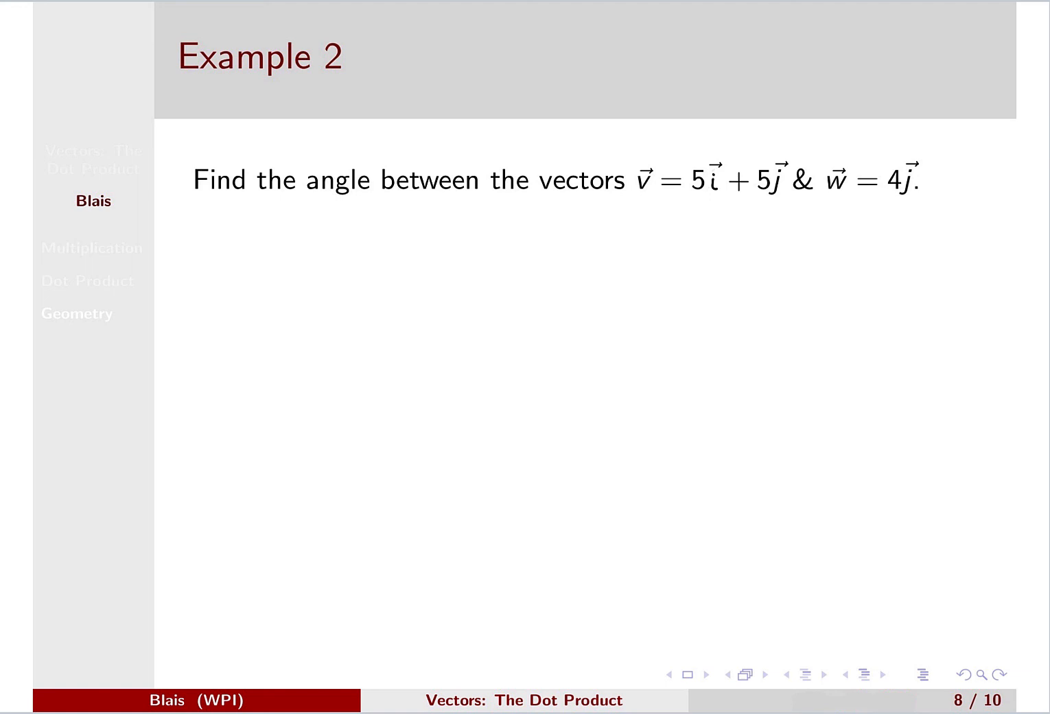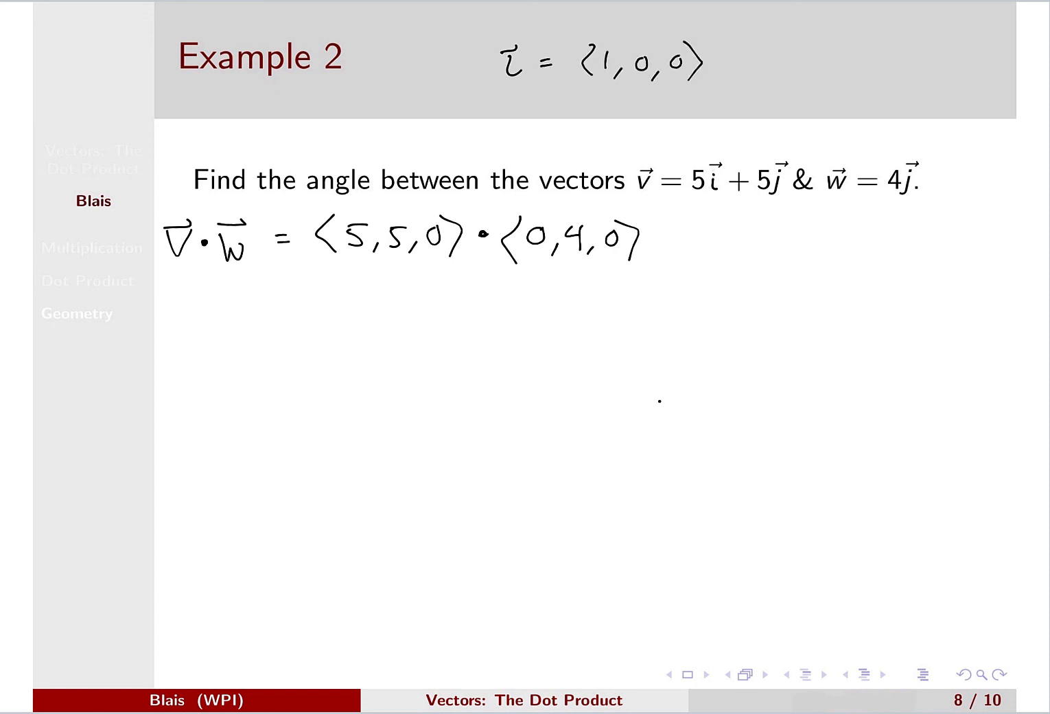So we have the dot product, V dot W. 5i plus 5j means you have a 5, 5, and a 0. And a 4j means you have a 0, 4, 0. Recalling that i is the unit vector 1, 0, 0, and j is the unit vector 0, 1, 0. Doing this dot product, we have 5 times 0 plus 5 times 4 plus 0 times 0, or 20.